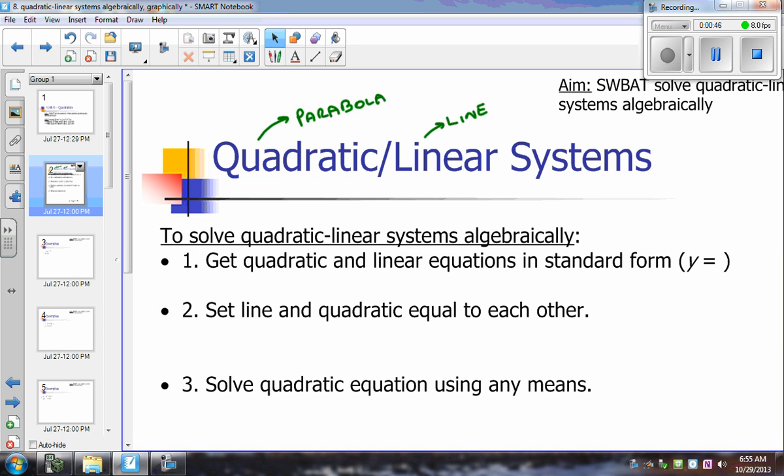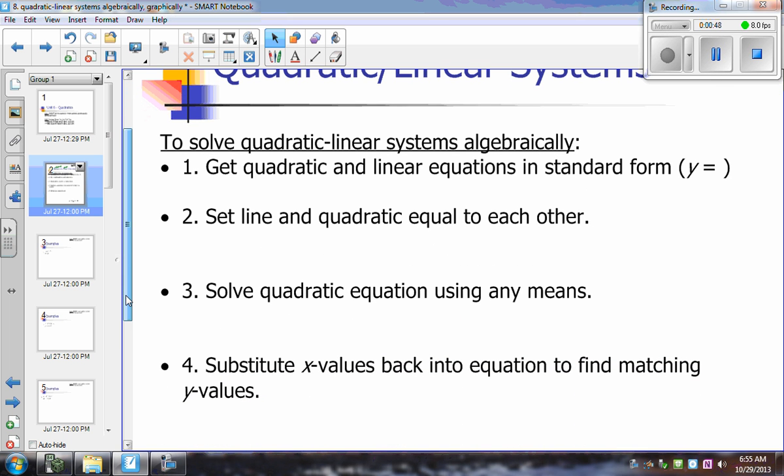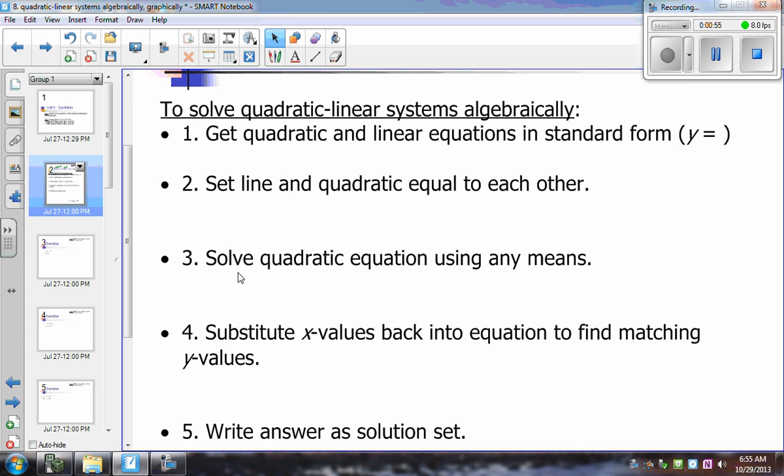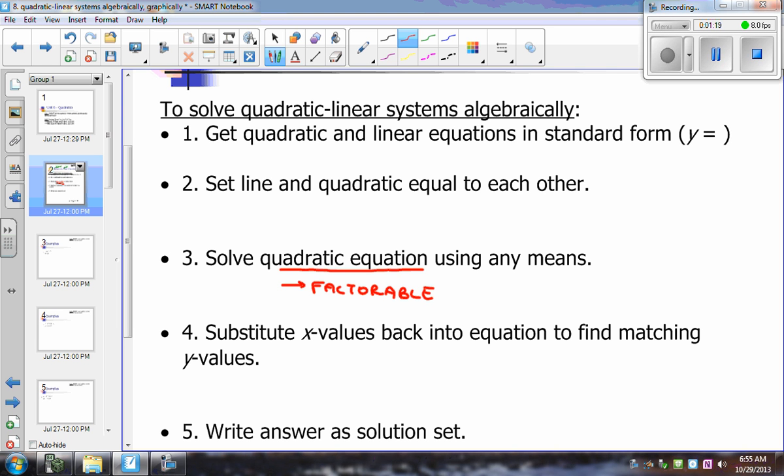So to do that, our steps are pretty straightforward. First thing we're going to do is make sure that we get both equations into their standard form, or y equals form. Once they are in that form, we're able to then set them equal to one another and then solve the quadratic equation that remains. Now, what's nice about these is you're never going to have to worry about this new quadratic equation being unfactorable. They will always, always, always be factorable since we are finding points of intersection. And that's a nice thing to know.